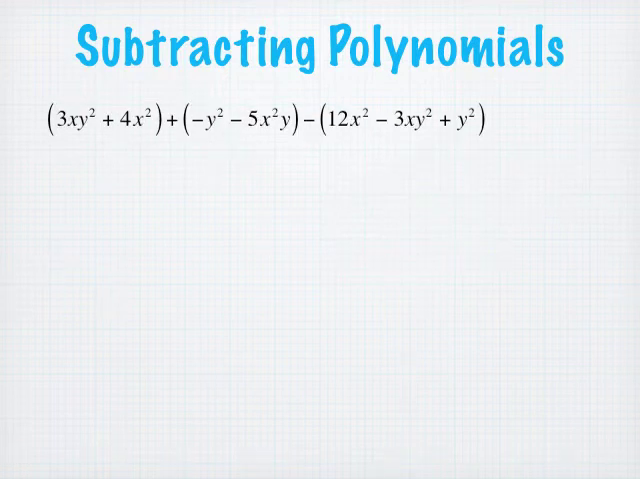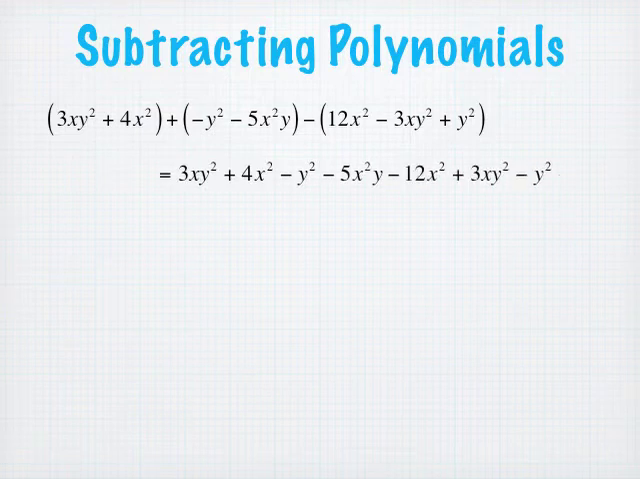Okay, here's the next one. It's not hard. It may be long, but it's not hard. Just remember to distribute your negative. That's our first step. You make the 12x squared negative, but don't forget to change the signs on the other things in that set of parentheses. Okay, now let's go on a like term hunt.